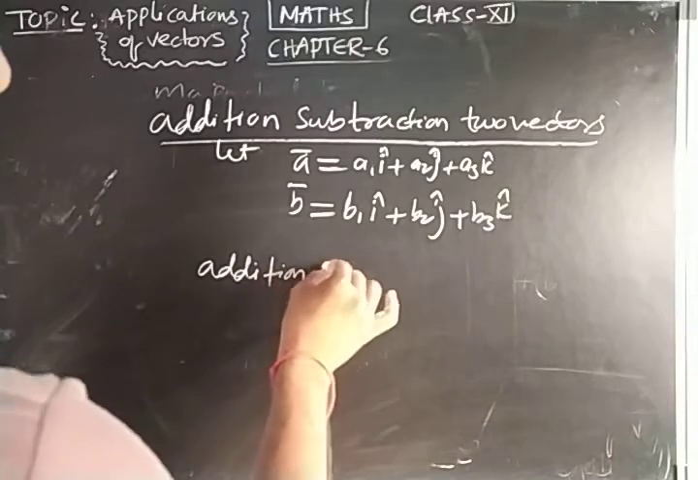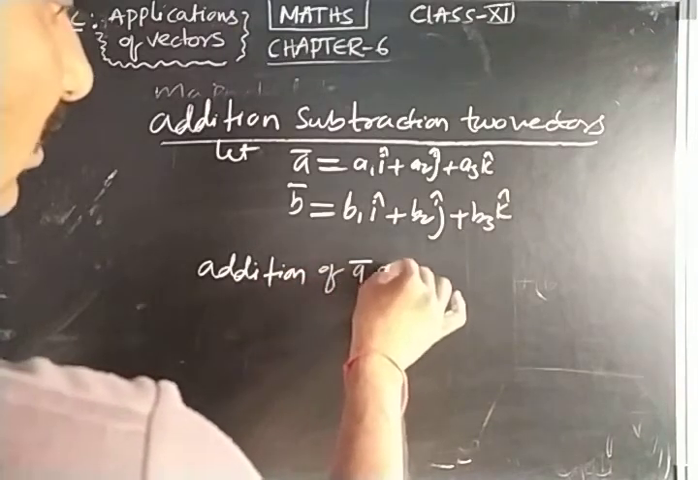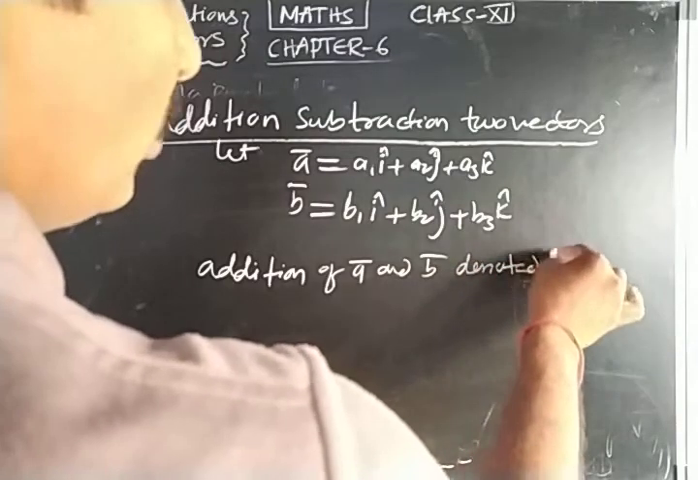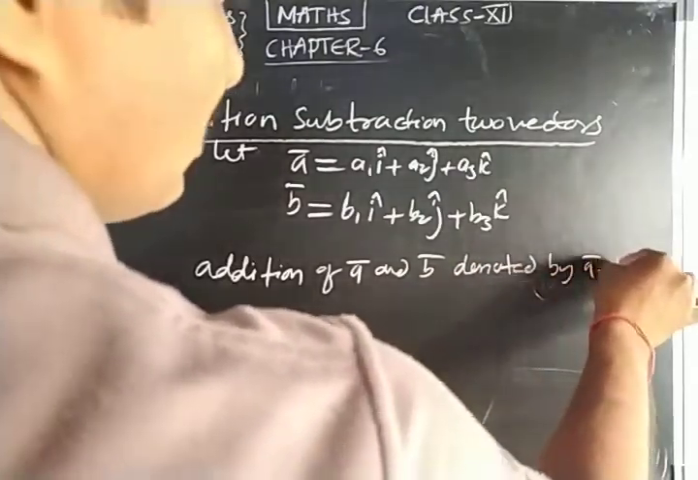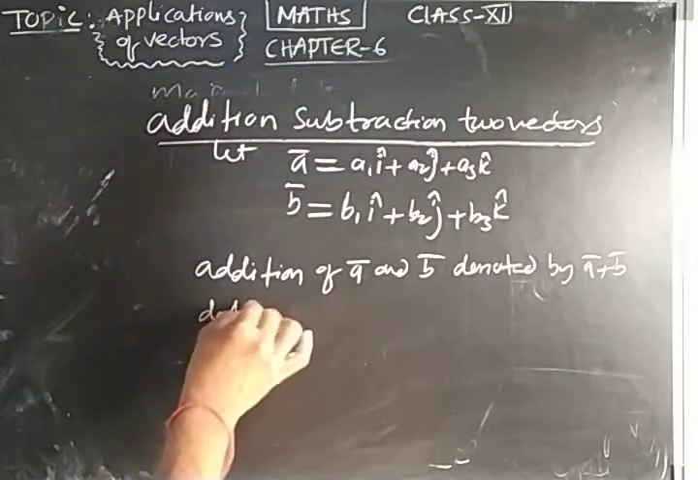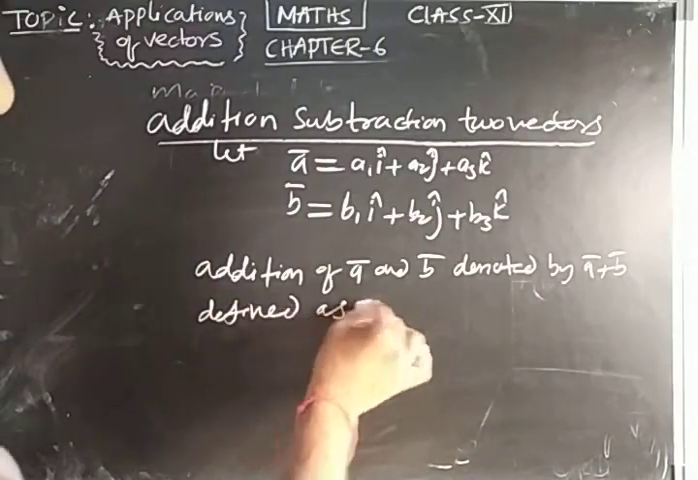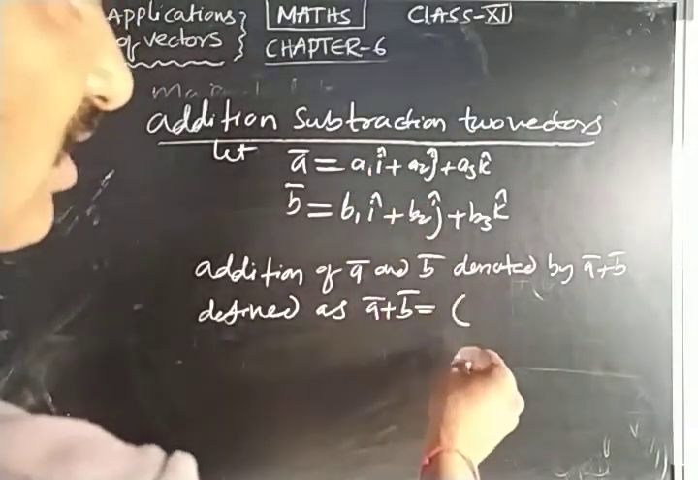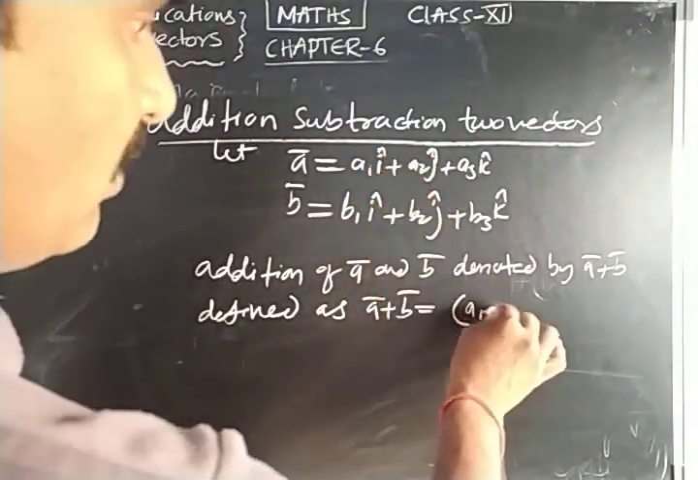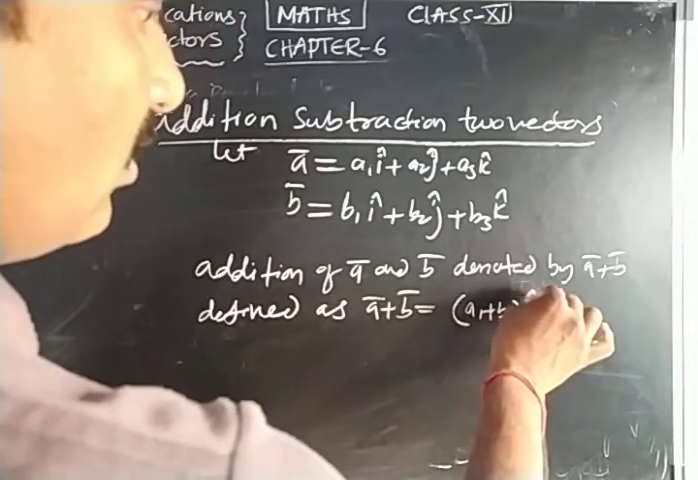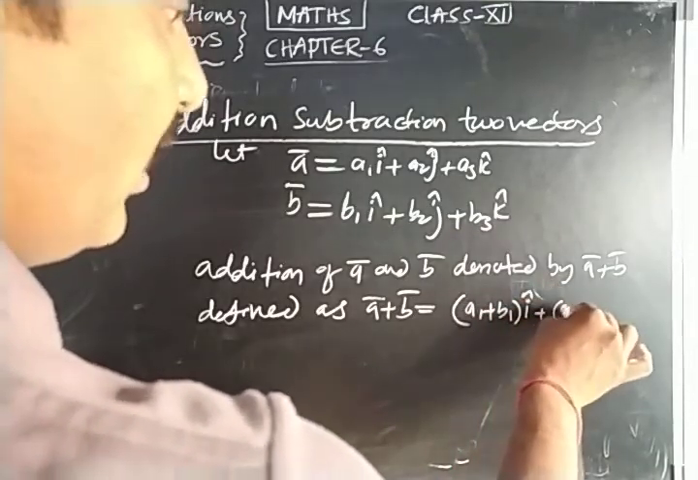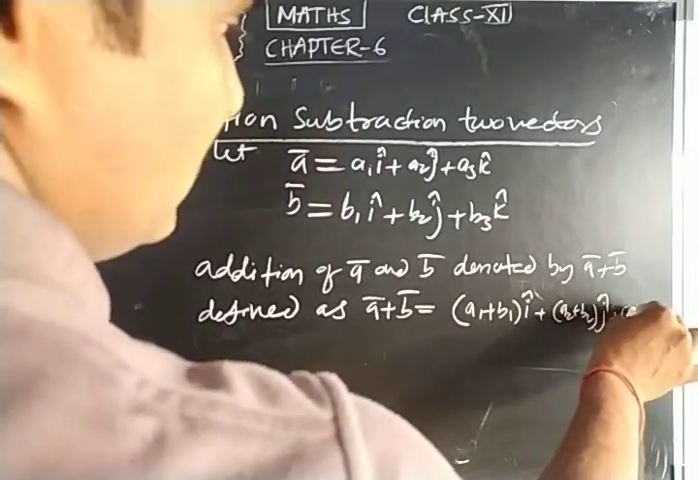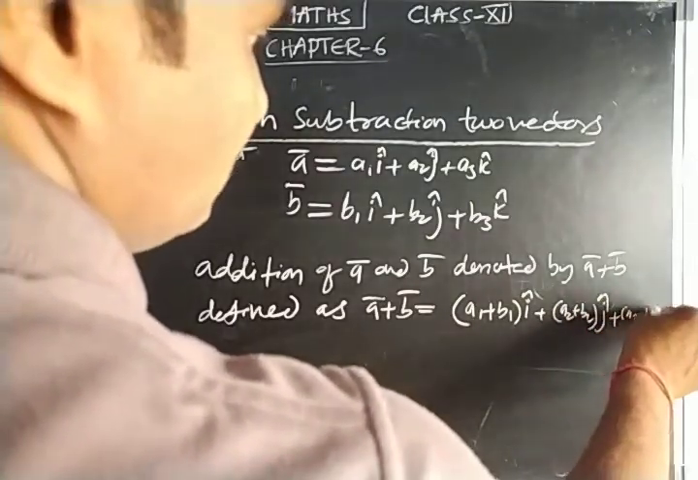Now addition of a bar and b bar is denoted by a bar plus b bar, defined as: add the components of i cap. So a bar plus b bar is equal to a1 plus b1 i cap, a2 plus b2 j cap, a3 plus b3 k cap.